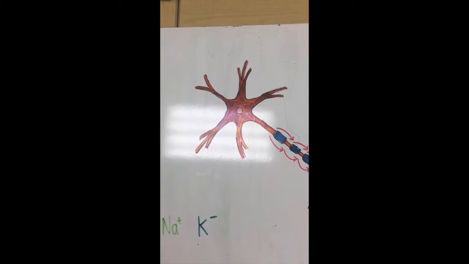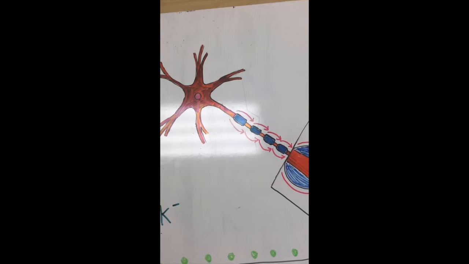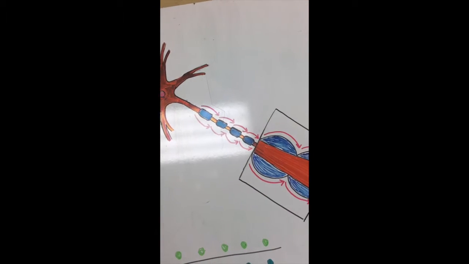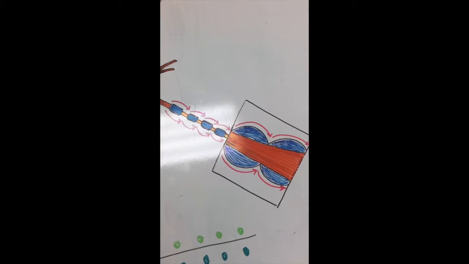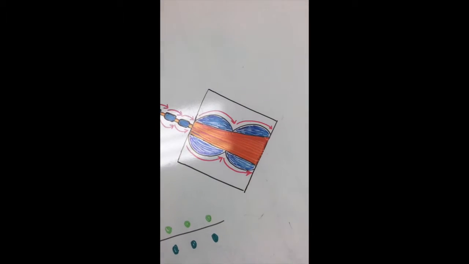This is a whiteboard video of nerve impulse conduction. The image we have demonstrated is a neuron where nerve impulse conduction occurs. Down here we have an enhanced image of what goes on inside the neuron.